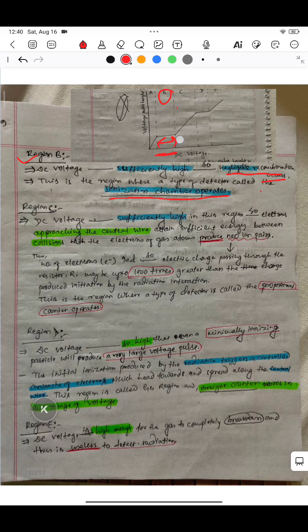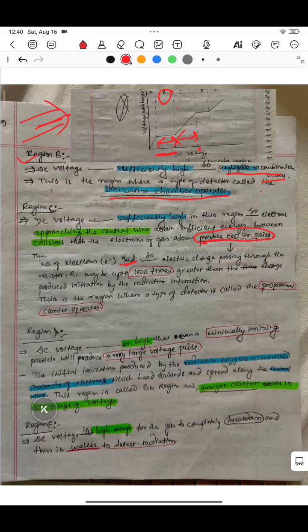Then this region is C. The DC voltage is sufficiently high up to this level. So electrons approaching the central wire attain sufficient energy between collisions with positive ions. With the electrons and gas atoms, they produce new ion pairs, so the number of electrons increases.